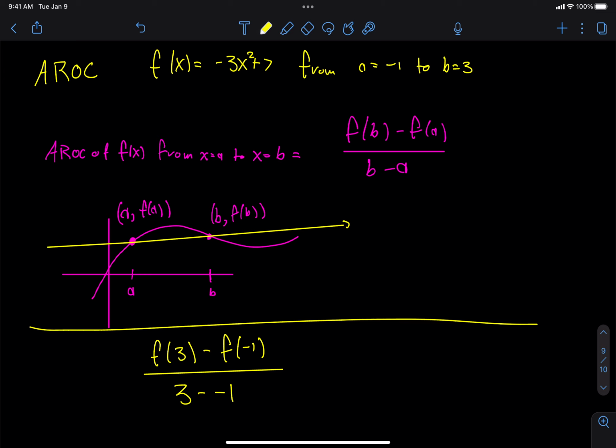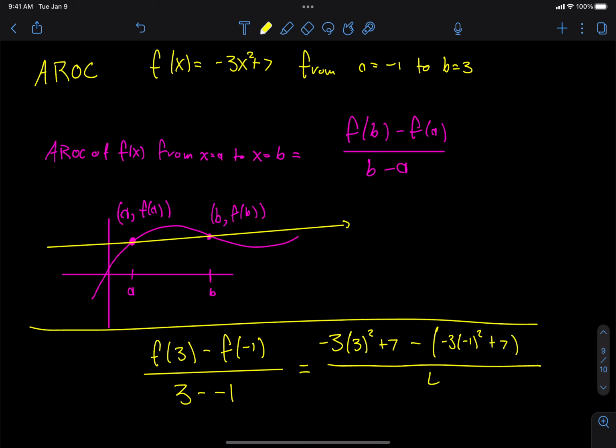And then we compute. So f of 3, the way I find out that number is by plugging in 3 for x in the function. So I get negative 3 times 3 squared plus 7, minus what I get when I plug in negative 1, which is negative 3 times negative 1 squared plus 7. And this is all being divided by 4.